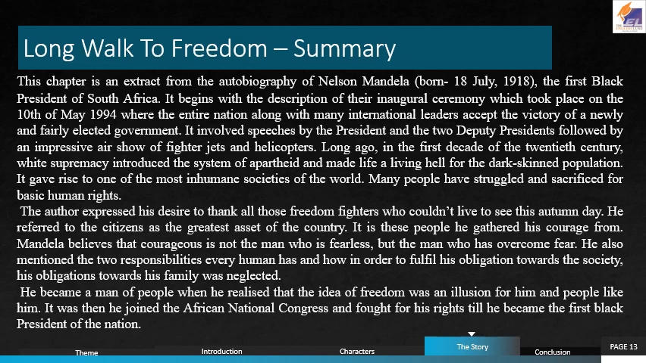He became a man of people when he realized that the idea of freedom was an illusion for him and people like him. It was then he joined the African National Congress and fought for his rights till he became the first black president of the nation.